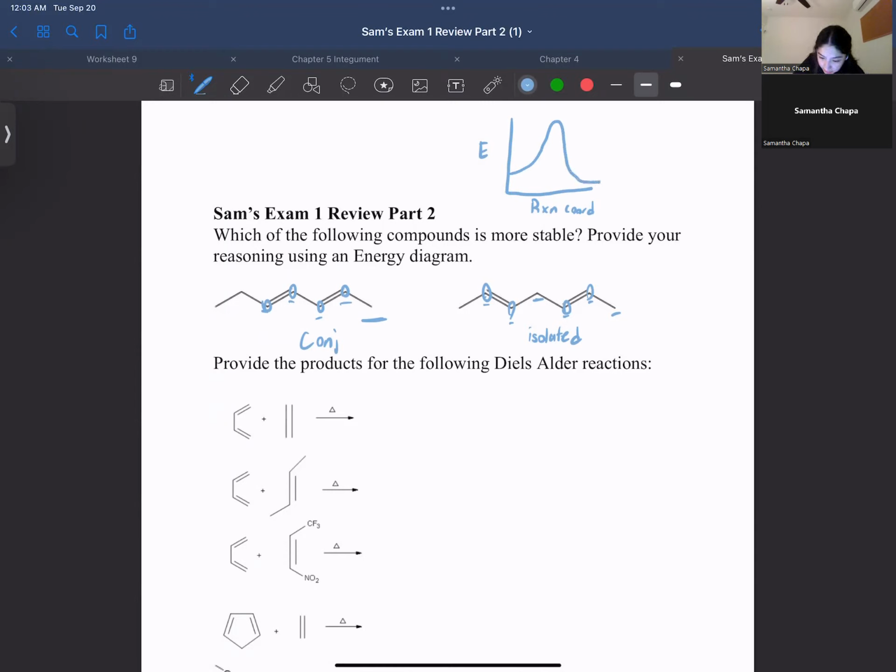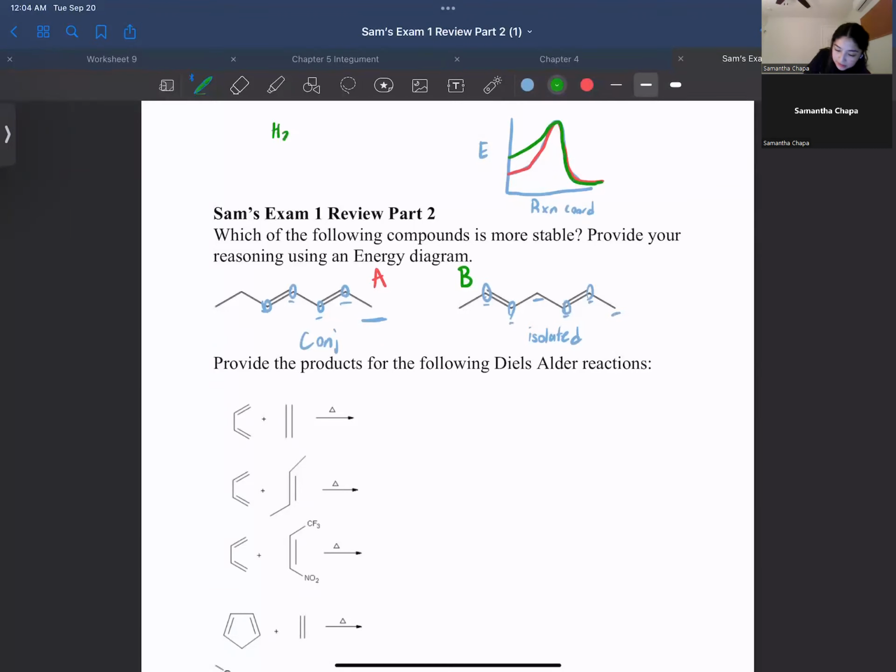And I'll call this compound A. So let me trace it again. And then this will be compound B. It starts off higher in energy, meets and makes the same product. The only difference in this energy diagram is going to be the reactants, just showing which one is more stable and which is not. But they're both going to give you the same product because this is basically showing you the heat of hydrogenation.